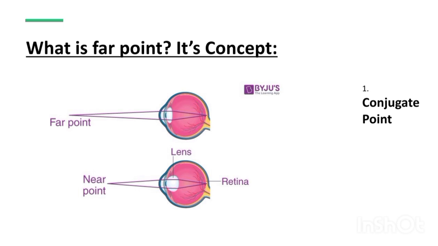The definition of the far point is: without any kind of accommodative effort, the maximum distance we can see clearly, that is our far point. We can see that distance clearly, which means if we put an object at that distance, the image will form on the fovea. So this is where the conjugate point comes in. That point and our fovea are the two conjugate points.